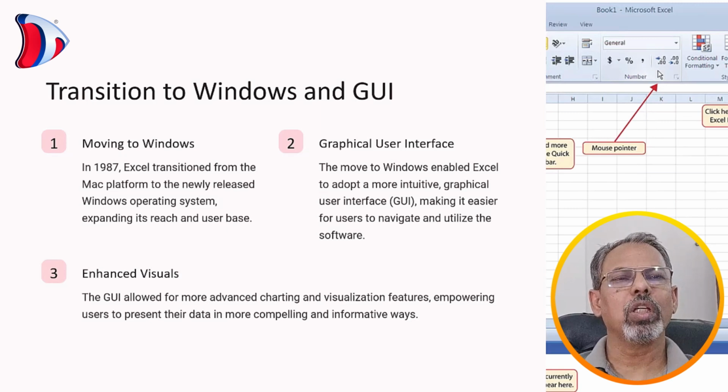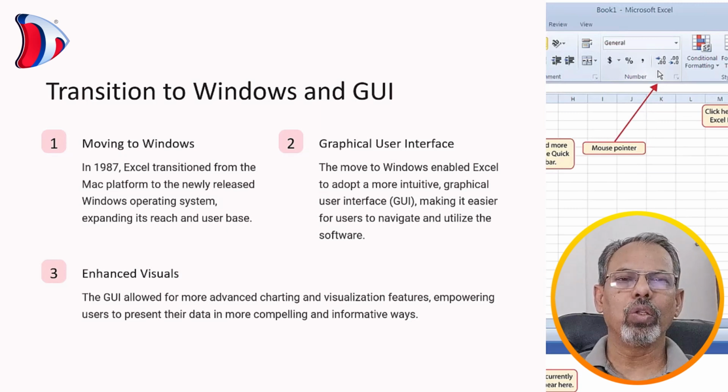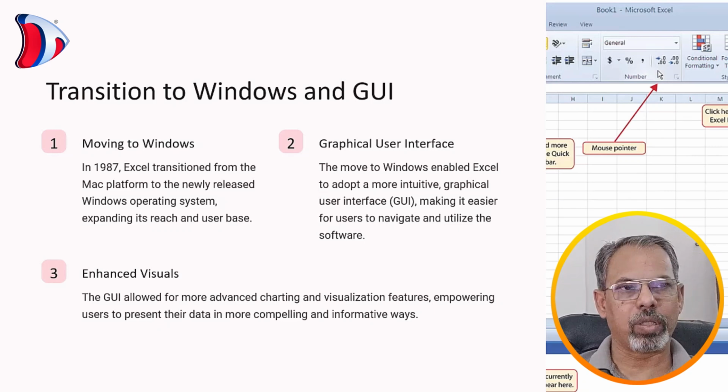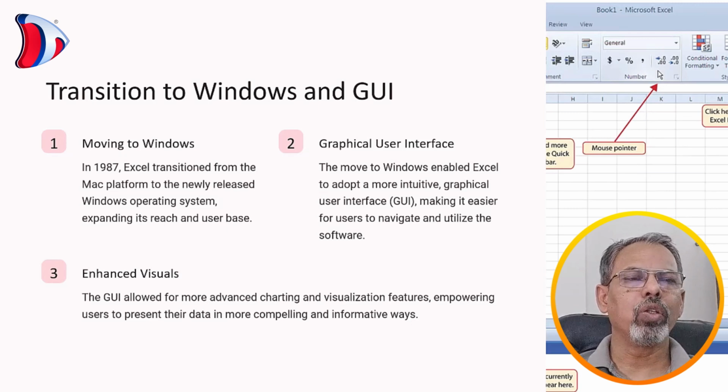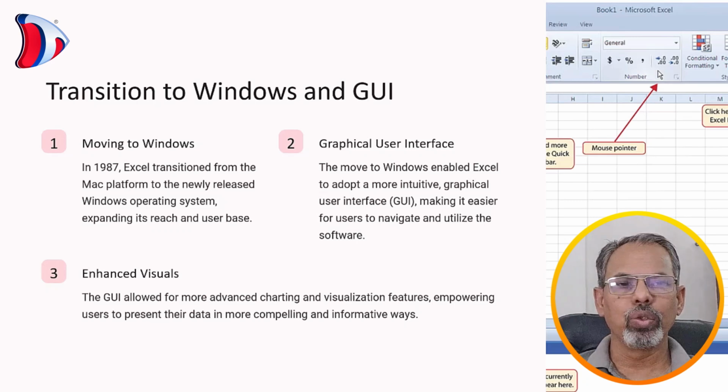Let us learn about the transition of Excel to Windows and the graphical user interface. Moving to Windows, in 1987, Excel transitioned from the Mac platform to the newly released Windows operating system, expanding its reach and user base. Next phase was to introduce the graphical user interface. The move to Windows enabled Excel to adopt a more intuitive graphical user interface, making it easier for users to navigate the software. And thirdly, enhanced visuals. The GUI allowed for more advanced charting and visual characteristics, empowering users to present their data in more compelling and informative ways.